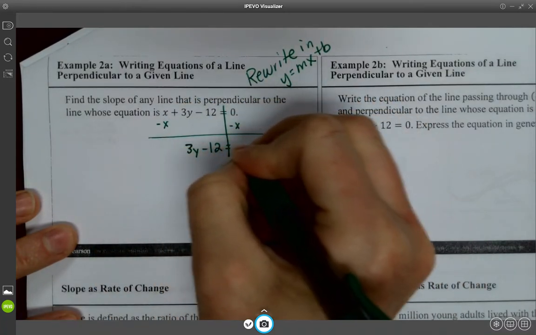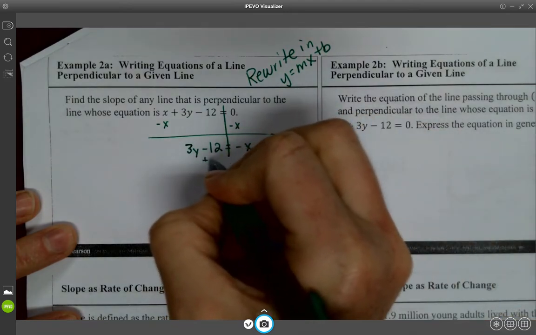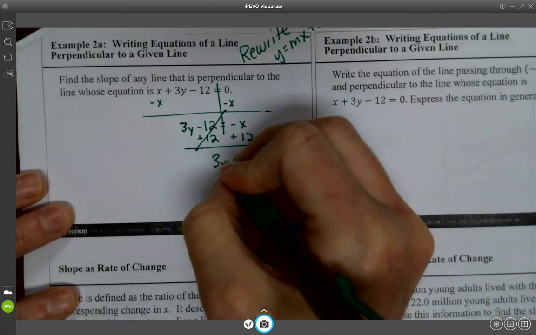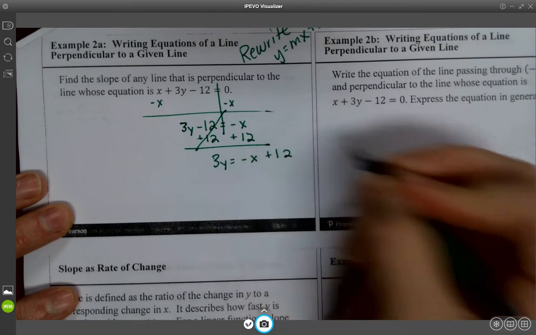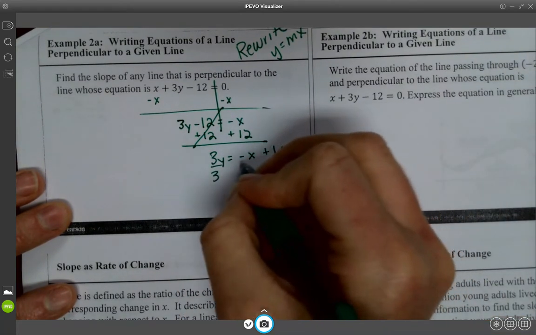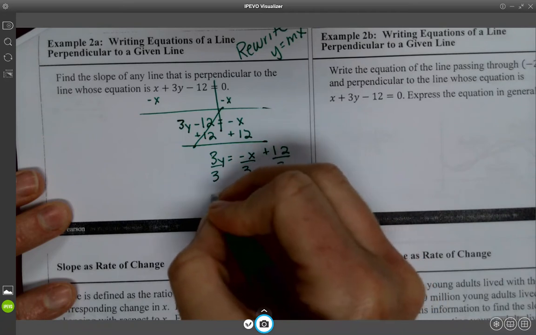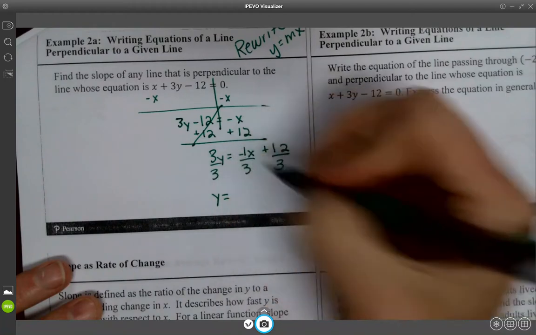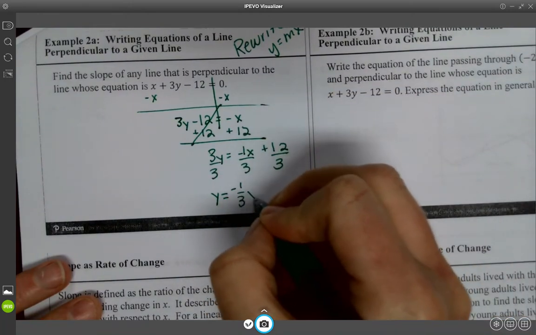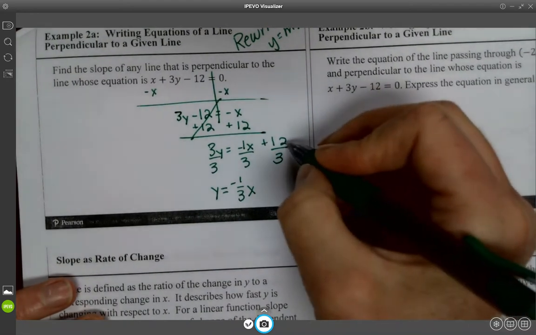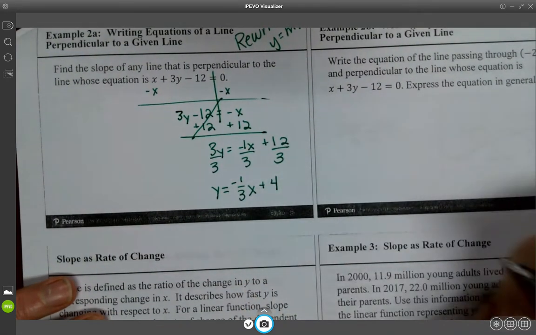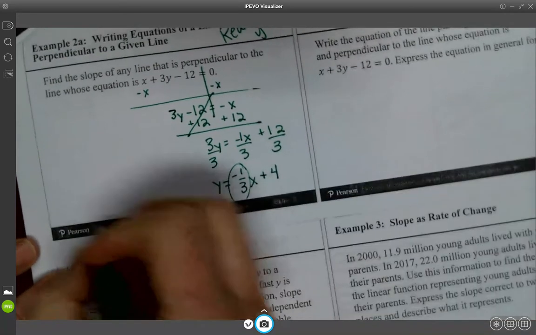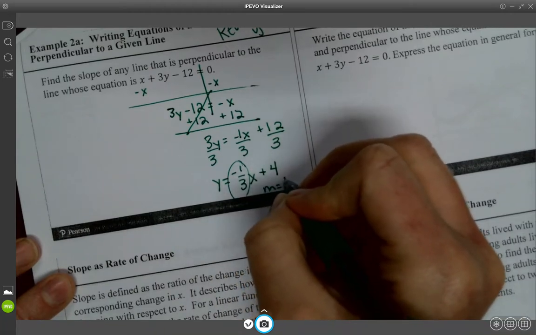3y minus 12 equals -x. Then I'm going to add 12. 3y equals -x plus 12. Divide by 3 all the way through. So y equals, when there's not a number right here, we can go ahead and put a 1. So this is a -1/3 x. So the slope is -1/3. 12 divided by 3 is 4. So our slope of this is -1/3.